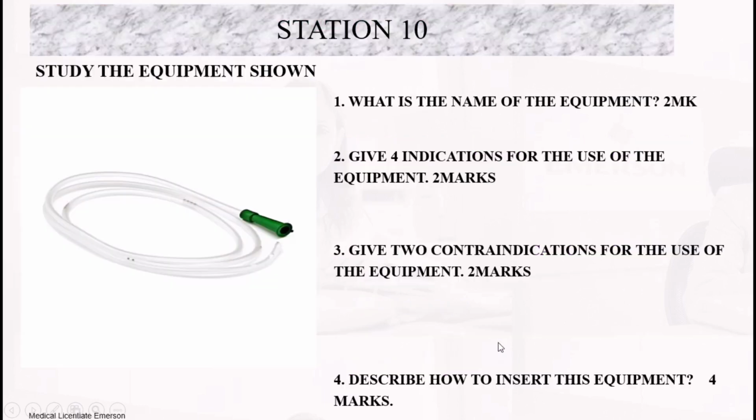Then station 10, start the image shown. What is the name of the equipment? So the name of the equipment, okay, as you can see, this is the equipment.